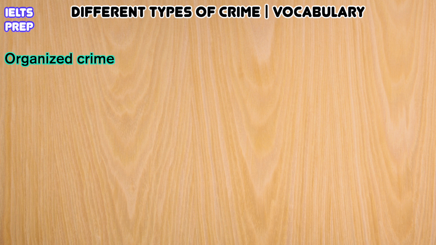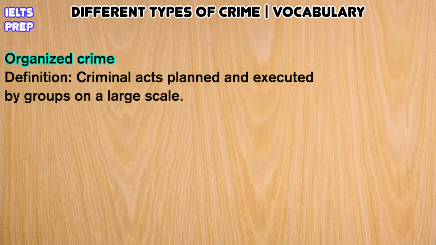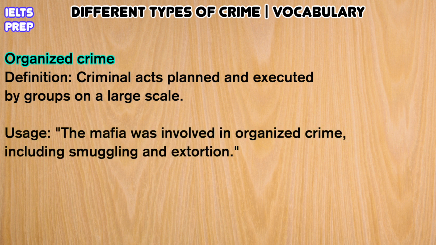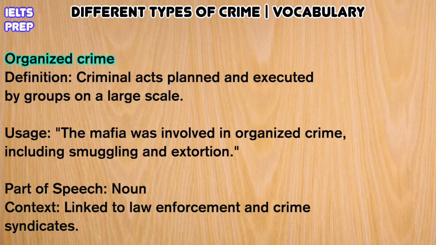Organized crime. Definition: criminal acts planned and executed by groups on a large scale. Usage: the mafia was involved in organized crime, including smuggling and extortion. Part of speech. Noun. Context: linked to law enforcement and crime syndicates.